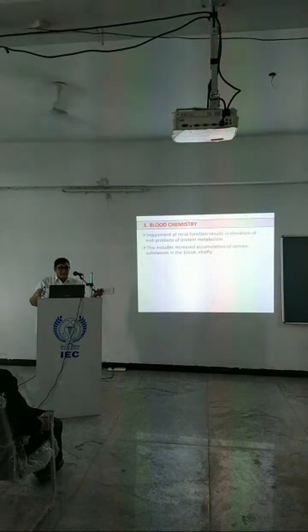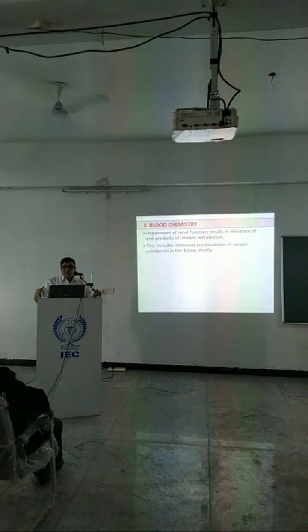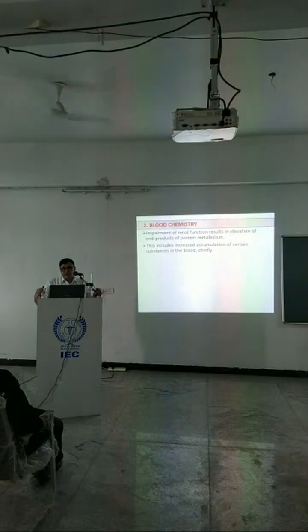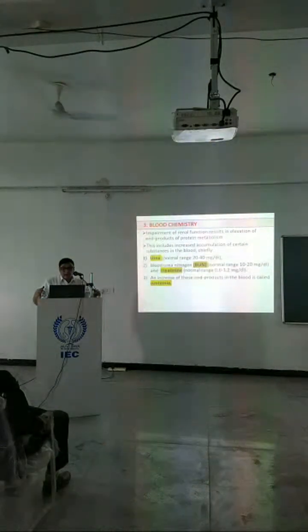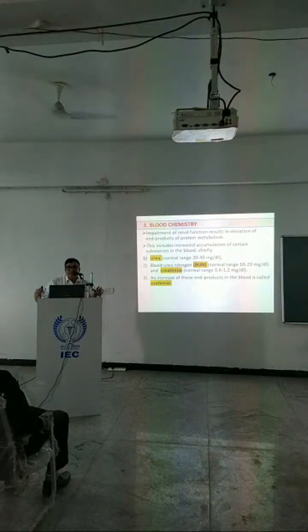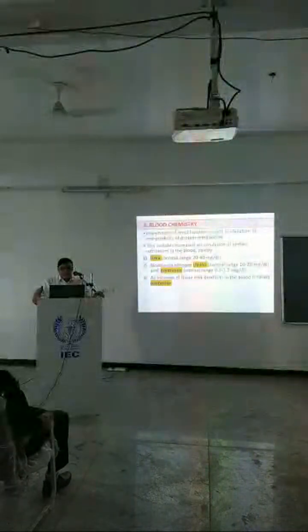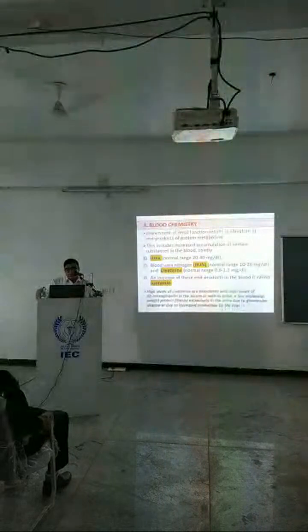Now, blood chemistry. Impairment of renal function results in elevation of end products of protein metabolism. This includes increased accumulation of certain substances in the blood, chiefly urea. Normal range of urea is 20 to 40 milligram per deciliter. Blood urea nitrogen and serum creatinine. Blood urea nitrogen is 6 to 12. And increase in the end products in the blood is called azotemia.